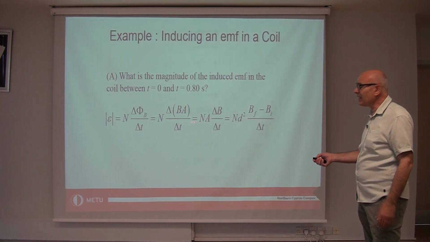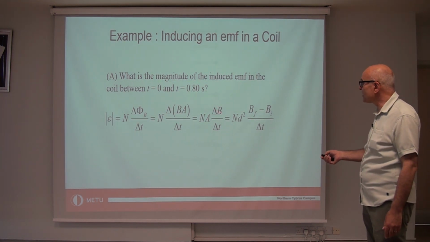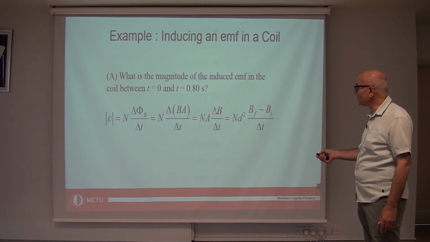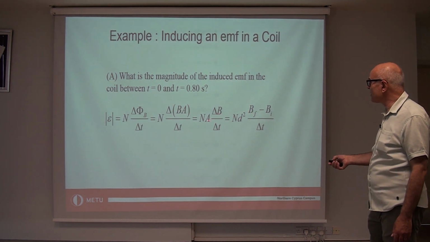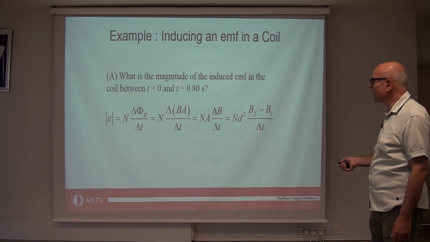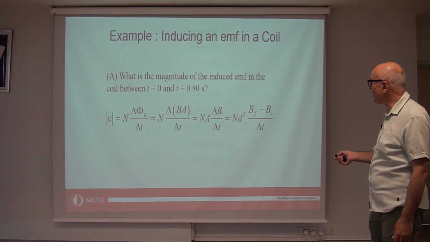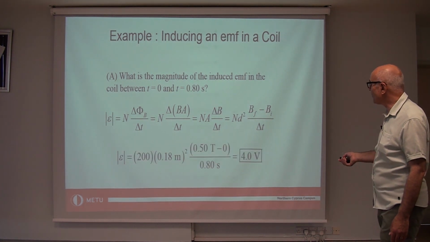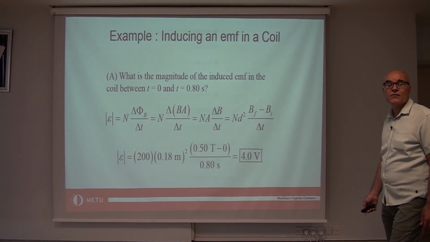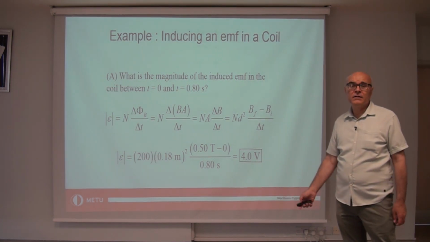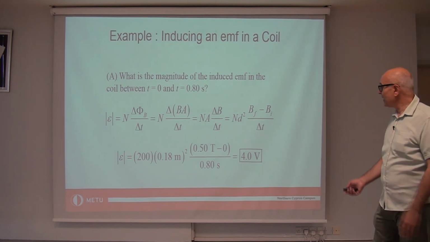Of course, I introduce N here because I have 200 copies of the same coil, and you have ΔB by Δt, which is how the magnetic field changes over the finite interval. Now, the area is just d squared, and this is B final minus B initial over Δt, because it's changing linearly. B final is 0.8, B initial is 0, and Δt is 0.8, as you can see from here. If you calculate these, then this is 4 volts. So the induced electromotive force during these 0.8 seconds is 4 volts.